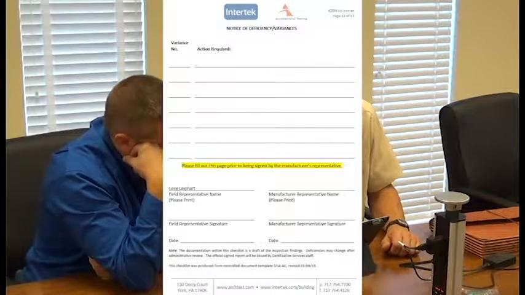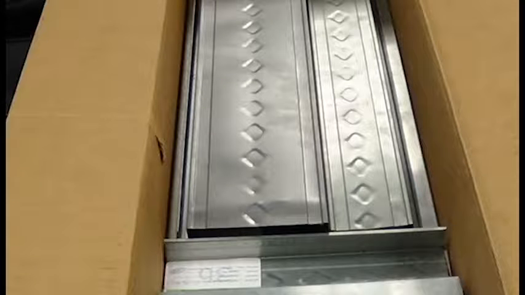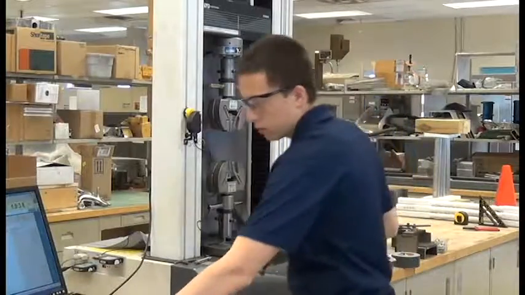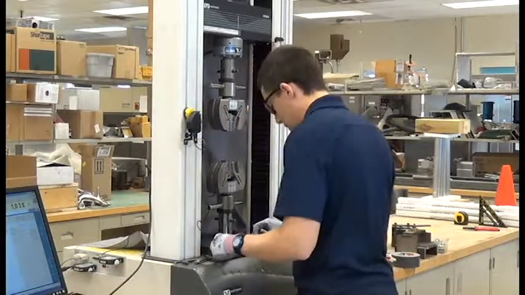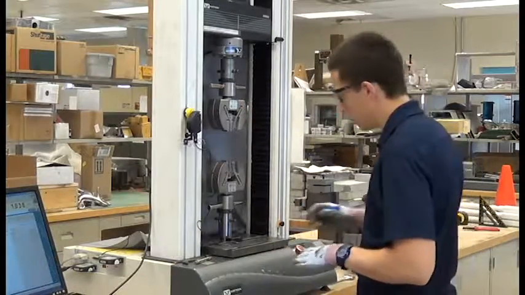If it is not possible to trace the final product back to the coil, a notice of deficiency or variance will be issued for that sample. You will be asked to submit a plan to revise or correct your systems so as to enable traceability. However, the product in question is still retained and tested to the specifications on the inkjet, even though the inkjet information was not able to be verified.